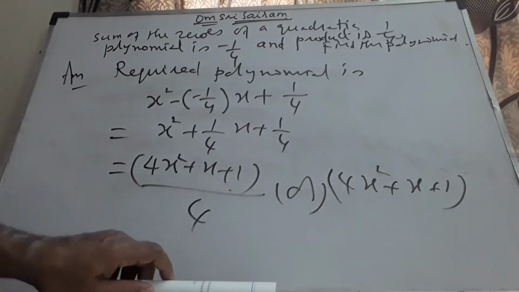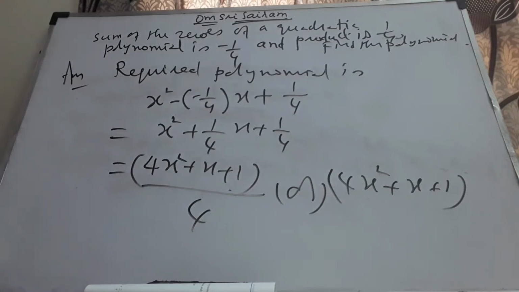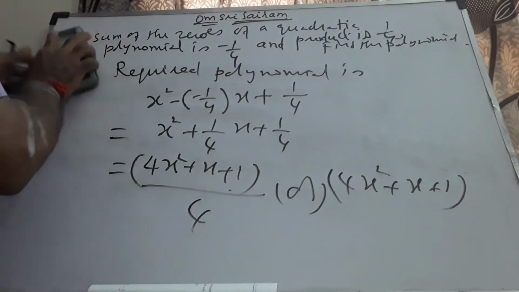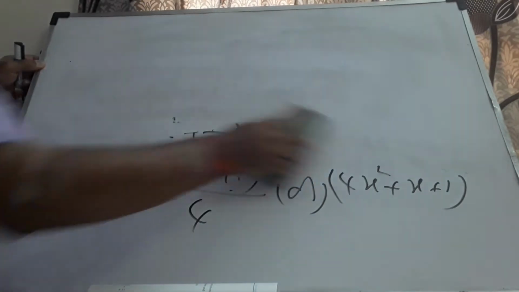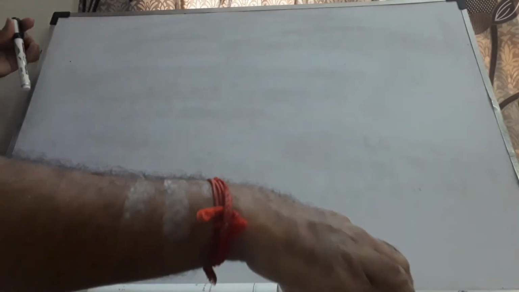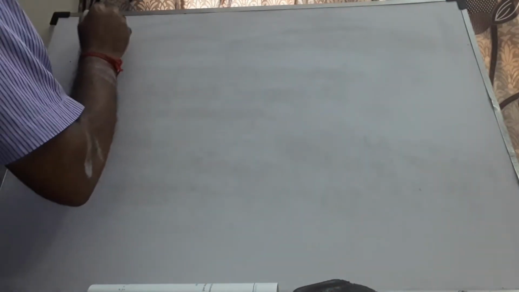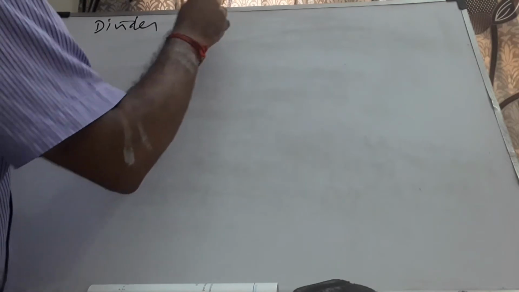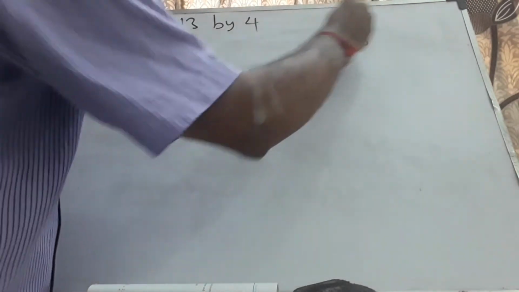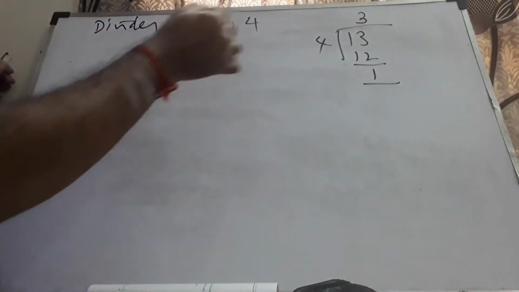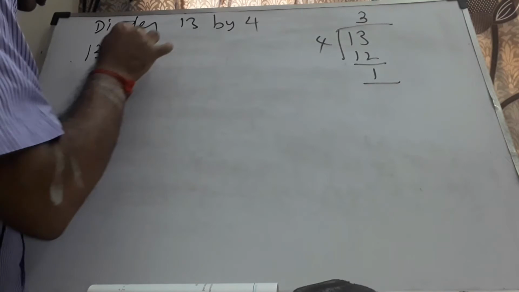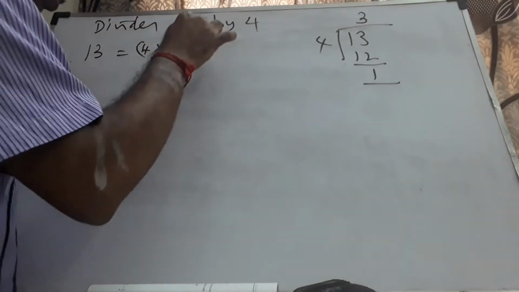Okay, anyway, we'll see another example. Another different concept. Just listen carefully. You might have seen in numbers. Let us just divide 13 by, let us say, 4. If I divide 13 by 4, I'll get 3, 3 4s are 12, and I'll get a remainder. Now therefore this 13 can be written as 4 into 3 plus 1.